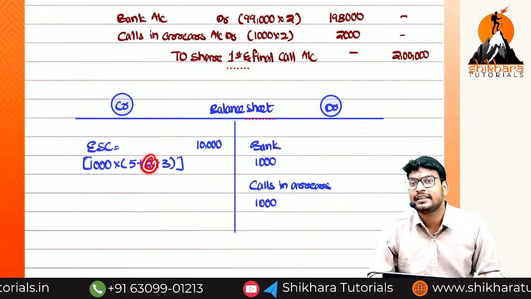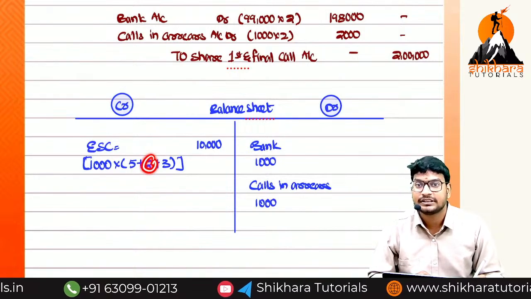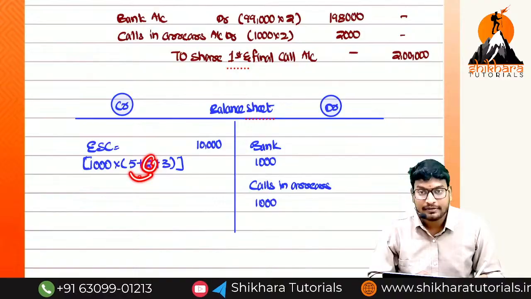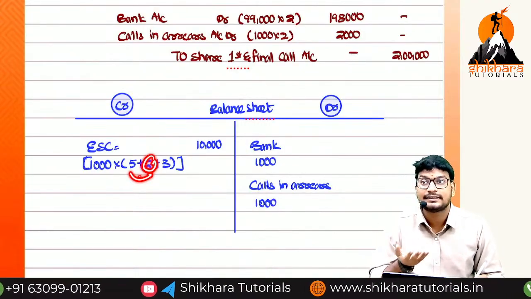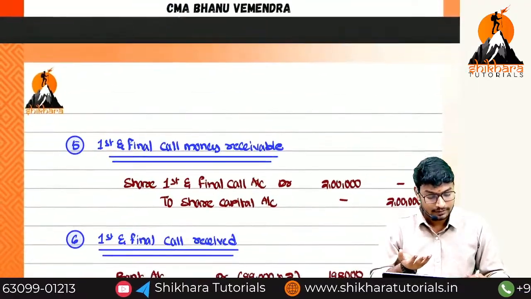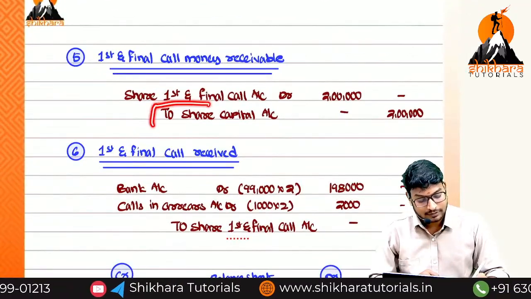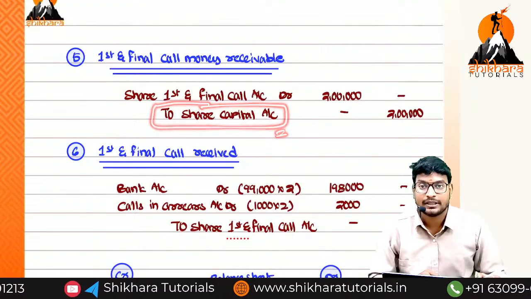What is the third journal entry? Allotment account debited to share capital. So this is also we have to add, or we have to less? We have to add. And imagine the third completed, sixth one, nothing but fifth one. What we have done now? Share first and final call account debited to share capital.